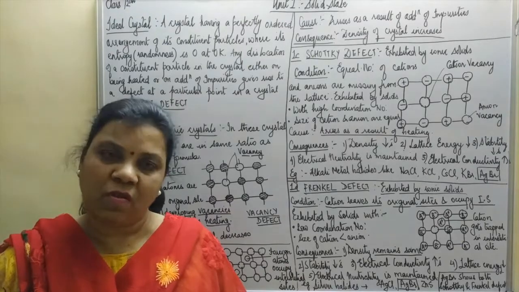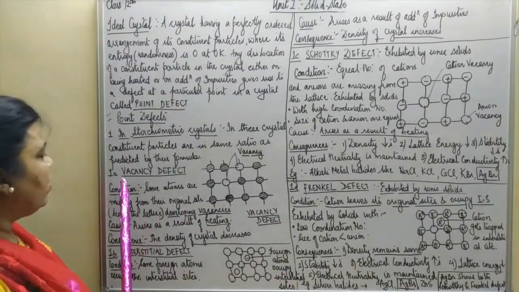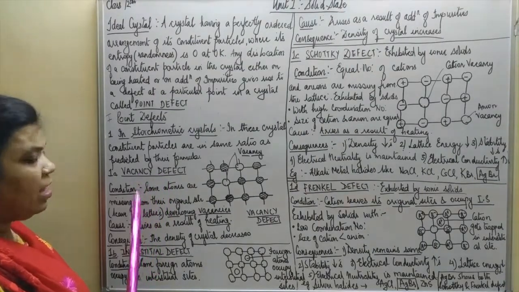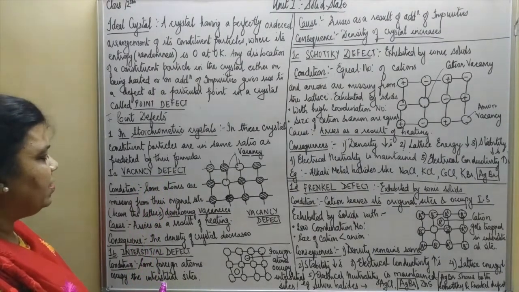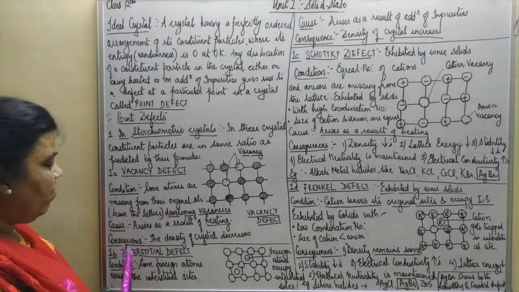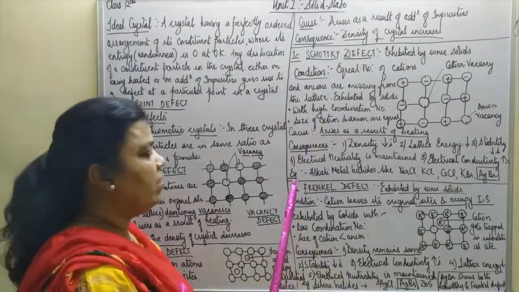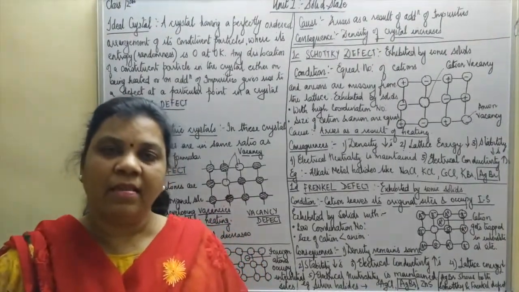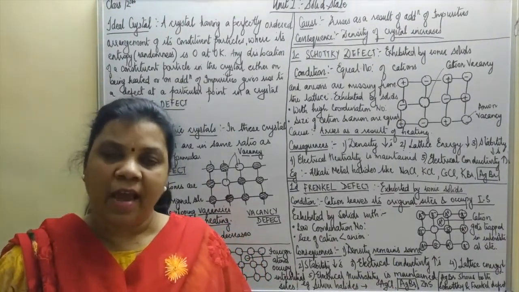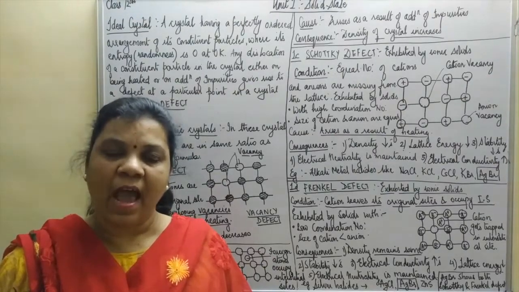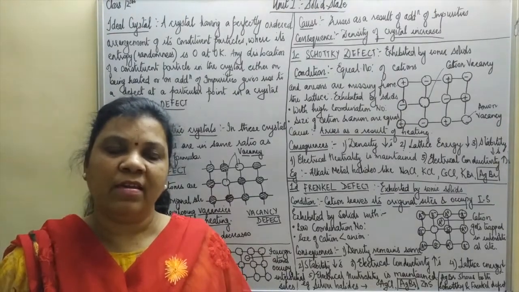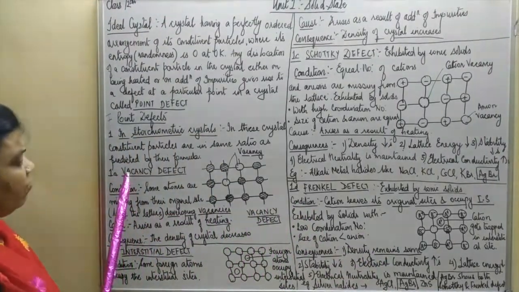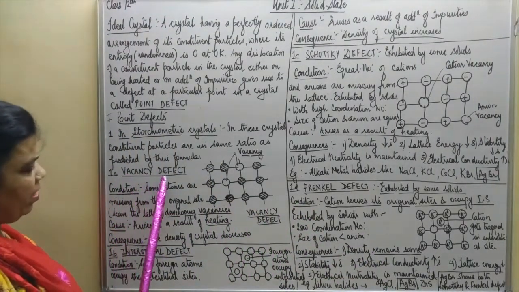Let us see the first defect, vacancy defect. These are the four different types of defects we will be studying in detail: vacancy defect, interstitial defect, Schottky defect, and Frenkel defect. Out of which you have to remember that the vacancy and the interstitial defect arise in the non-ionic solids, and the Schottky and the Frenkel defect arise in the ionic solids. So let us see first of all the vacancy defect.